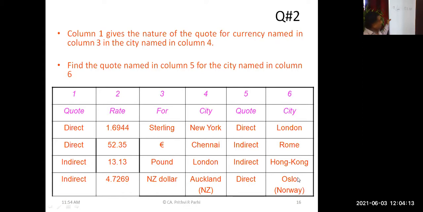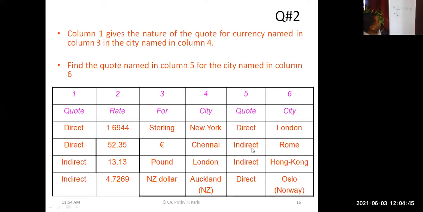Here foreign currency is what? Sir, for them foreign currency is rupee. So indirect means foreign by home, so rupee by euro. Then how much is that?